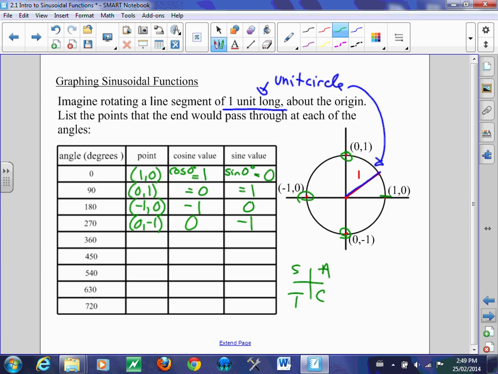As it affects those. Then we come back to 360, which is the exact same point, which is 1 and 0. You're going to have the same results, ladies and gentlemen. For 360 degrees, you'll notice that the cos of 360 is 1, which equals the same as the cos of 0. Same with the sine of 360, that equals 0.